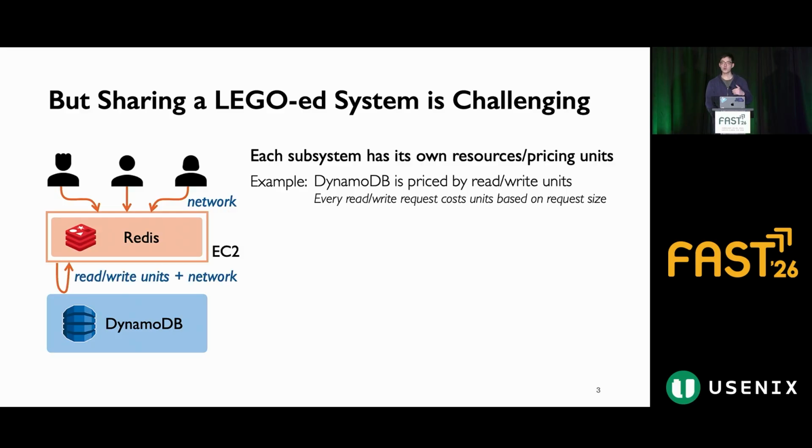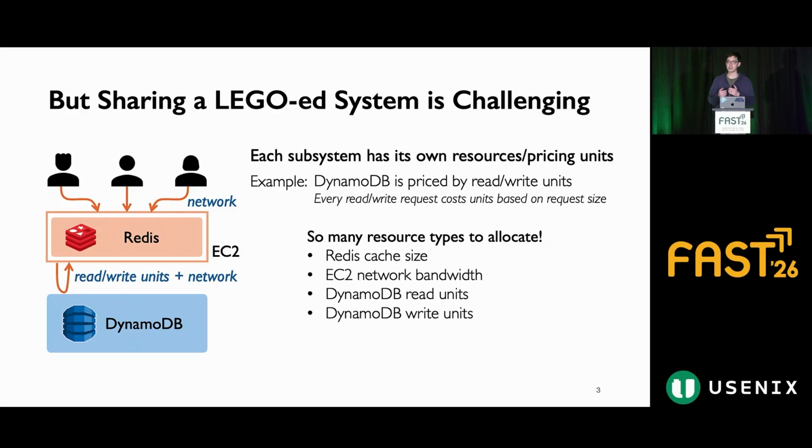So for such a simple system, eventually you'll end up with at least 4 types of resources to manage. Namely, you need to manage the Redis cache size, EC2 bandwidth, and DynamoDB's read and write units. So the question is, for such a complex system, how are we going to share all these resources across tenants?